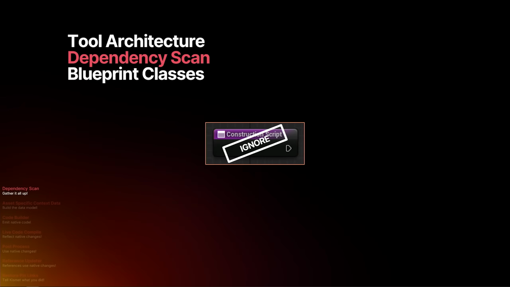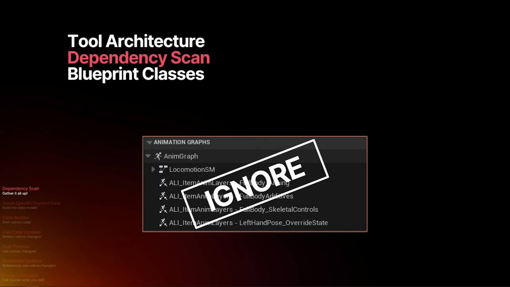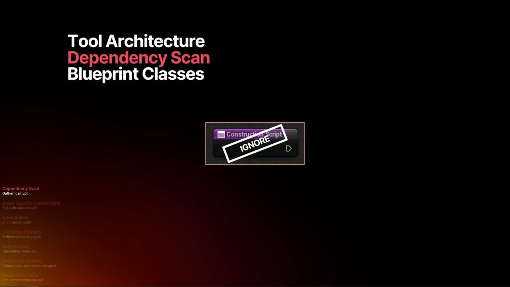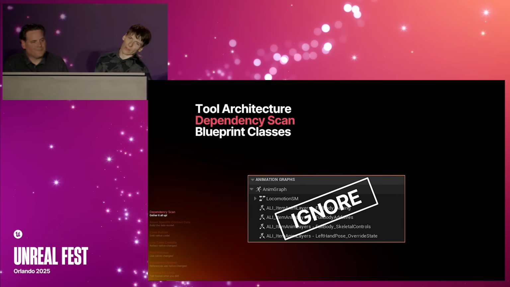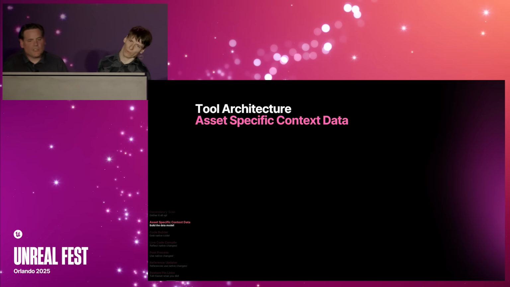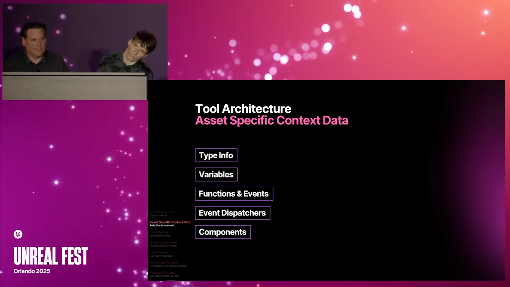Now, off the bat, you can ignore the construction script. This is only for Blueprints. And we'll come back to the functions and variables used within it in a later step in the process. Anim graphs, you can ignore those as well. They are meant to be put together in Blueprints, not code. And just like the construction script, we'll come back to the functions and variables in a later step. That's right. So now we know what has to be converted. We've got all the information. Let's build that context data, okay? These are the elements you need to worry about. That's all you need to care about.